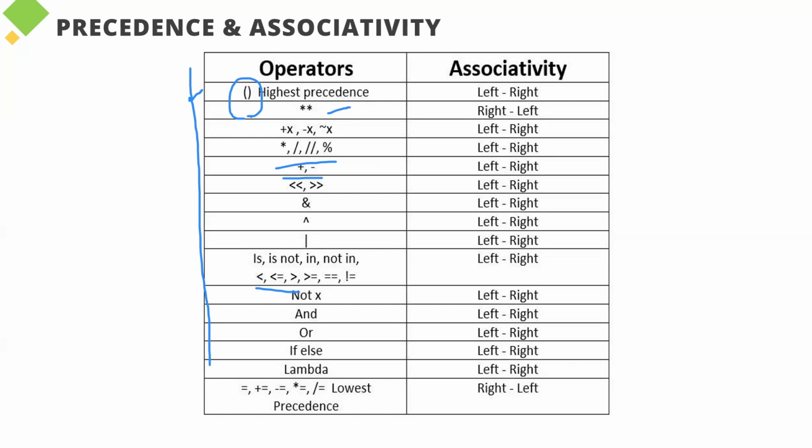And the associativity is from left to right, like it reads the expression from left to right, or in the reverse direction, right to left. You have to learn this table. We will be solving some of the expressions based on this table now.